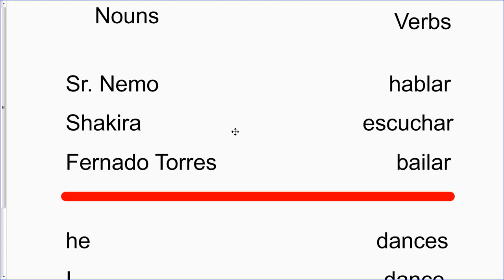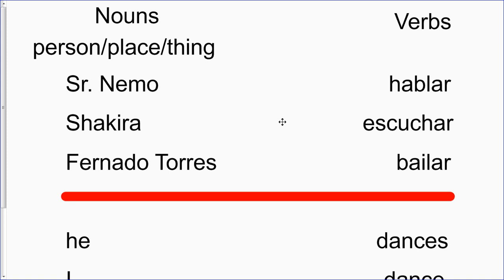These should be clickable. You can click yes if you understand and move on, and no to be redirected to a different page if you don't understand. So if you've understood the material, we're moving on. I just need to make sure you guys understand nouns. Nouns can be a person, a place, or a thing. So here are some examples of nouns: Señor Nemo, Shakira, Fernando Torres.